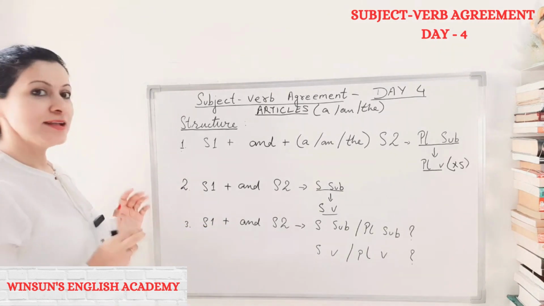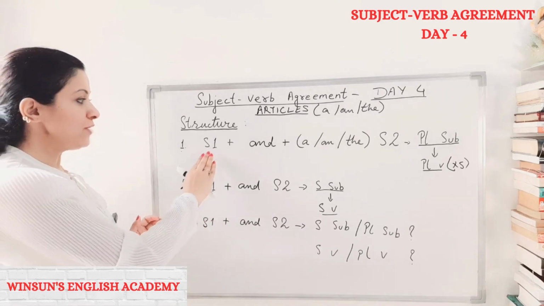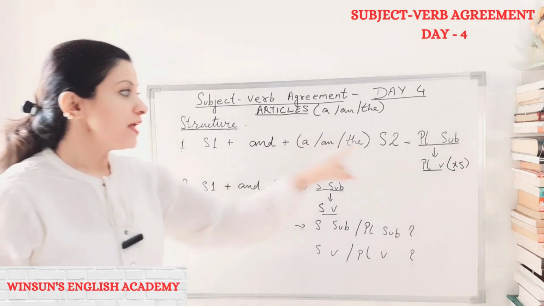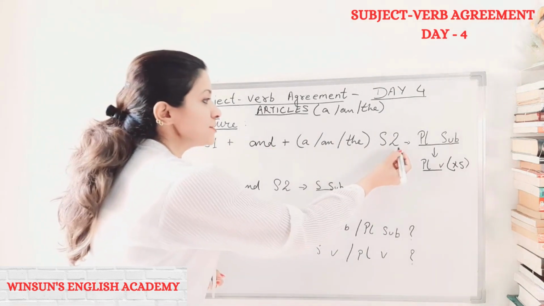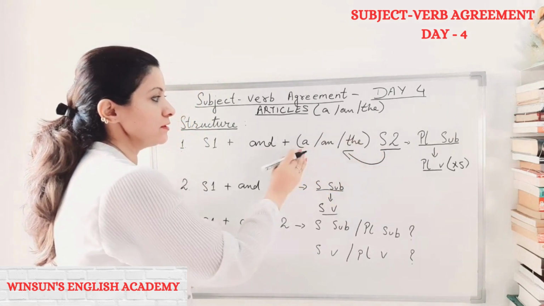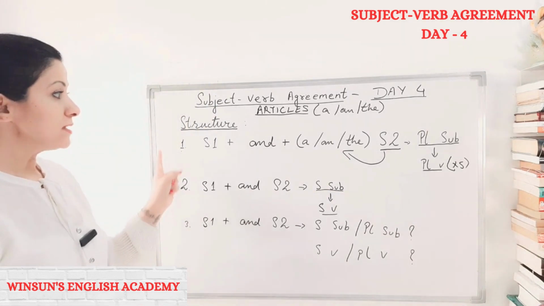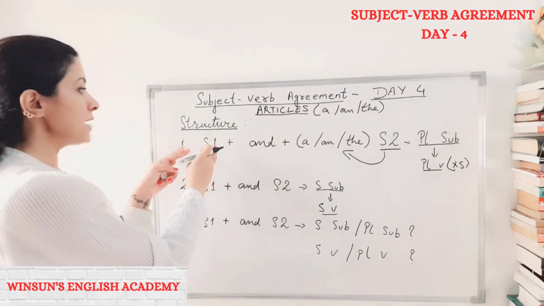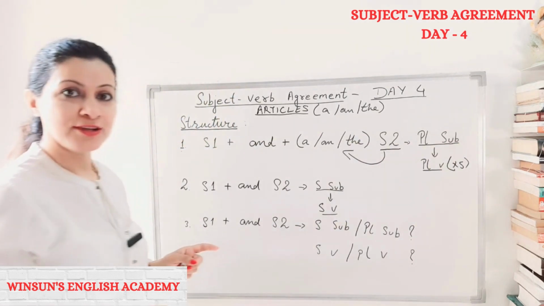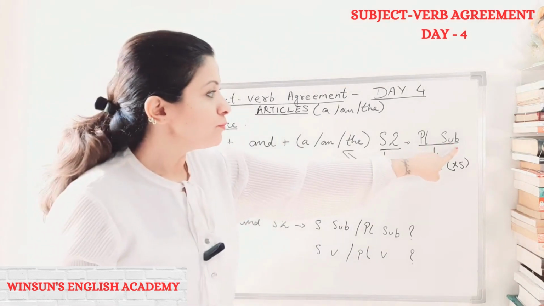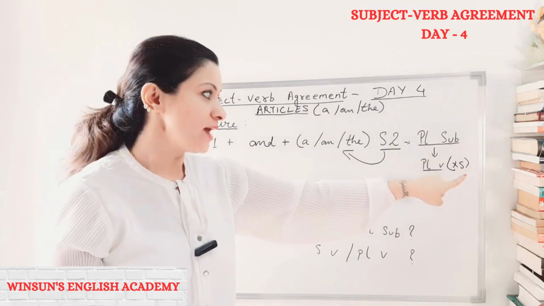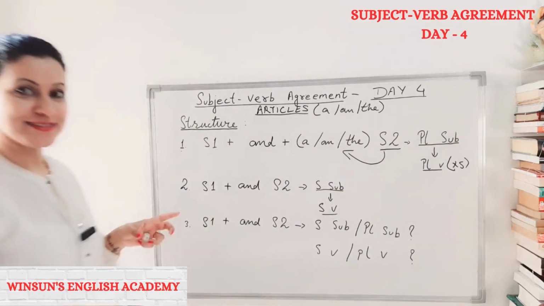Now Rule 1 says, when we have subject 1, after that we have and, then we have subject 2. But the difference is the subject 2 has either of these: a, an, or the. In such a scenario, we consider them as 2 different subjects. So we have a plural subject. And as per the rule, we know plural subjects take plural verbs without an S, right? Without an S. We are going to look at examples.